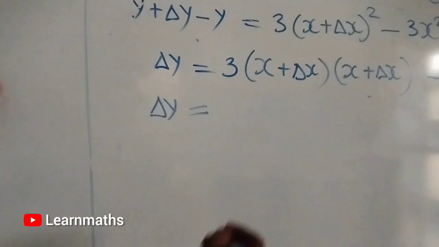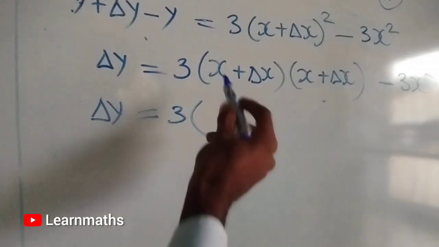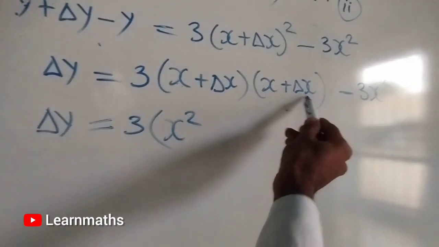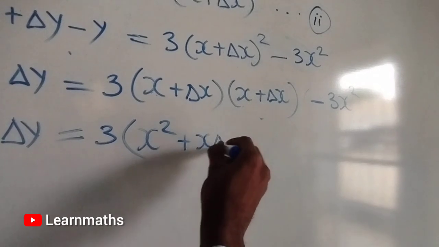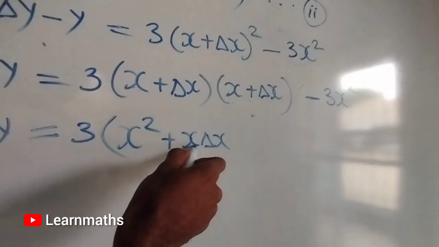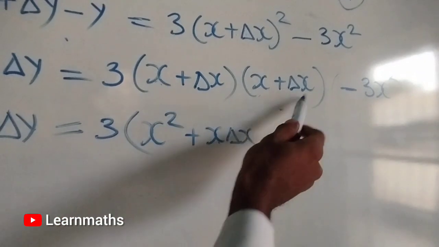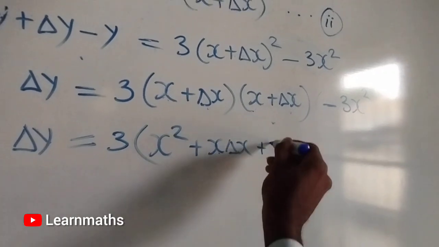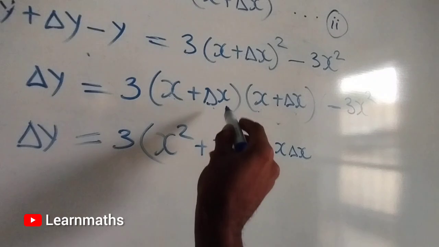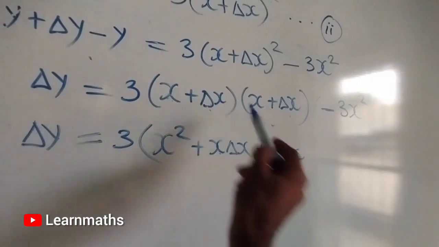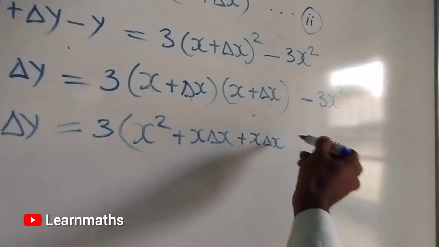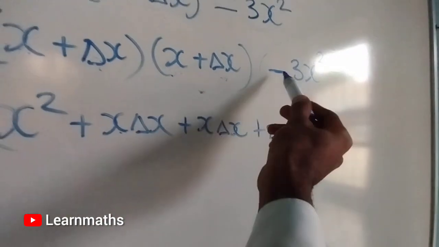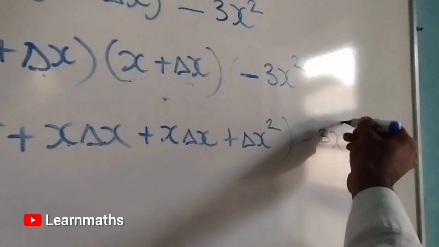Change in y is going to be equal to 3. Let's open these two brackets. x times x, that's x squared, right? Now x times change in x, that's x change in x. Now we've used this to multiply this and this. Let's use this to multiply this and this. All right, so change in x times x, that's x change in x, right? Then change in x times change in x, that's change in x squared, right? Now we have opened this bracket. Now we have minus 3x squared, right?